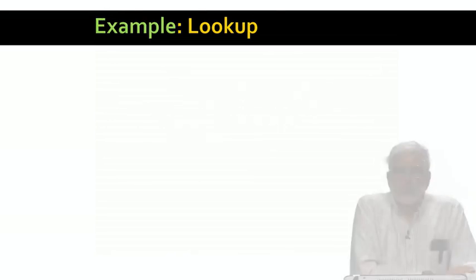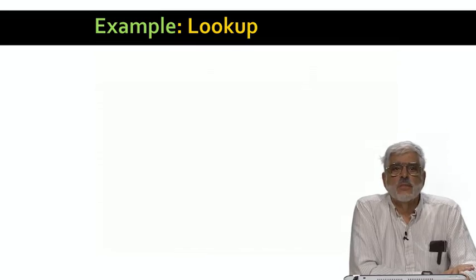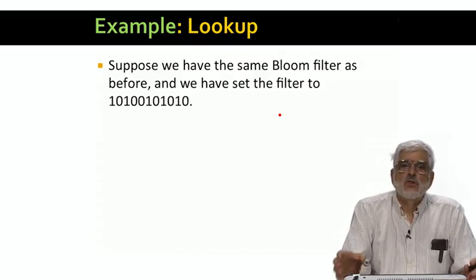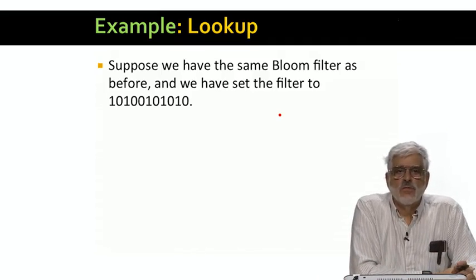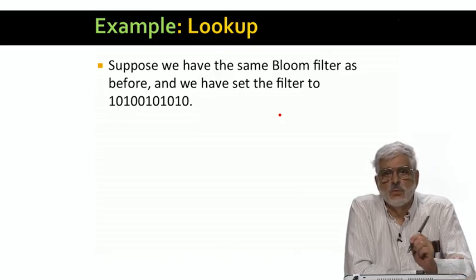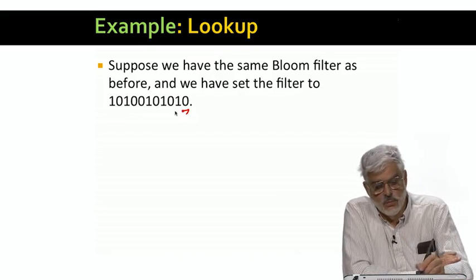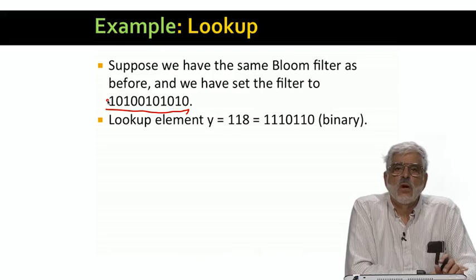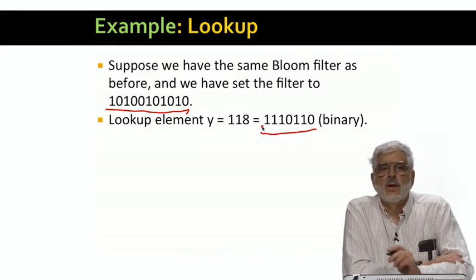Let's take up an example of how we test membership in a set. We'll start where we left the previous example. We had inserted 3 elements, 25, 159, and 585, into the set, which left the Bloom filter looking like this. Suppose we now want to look up 118, which is this in binary.